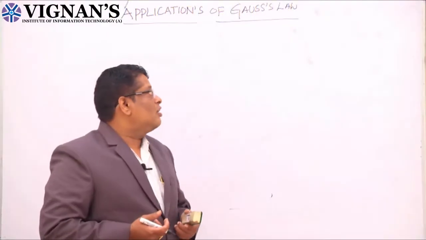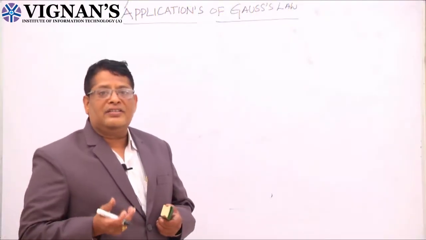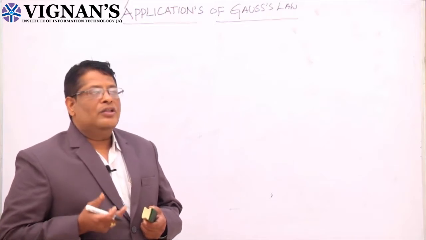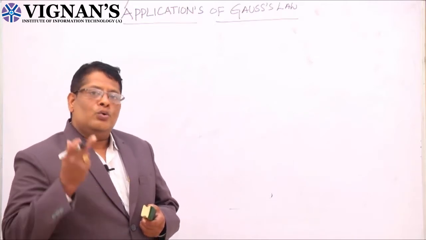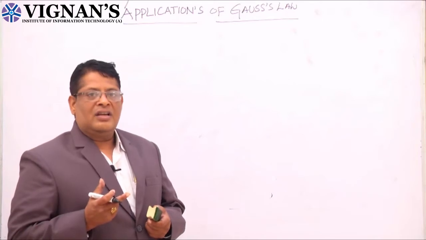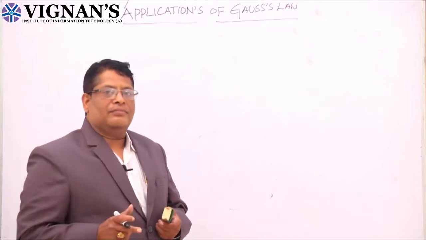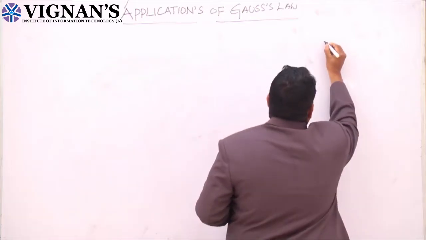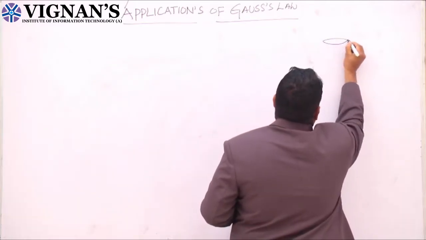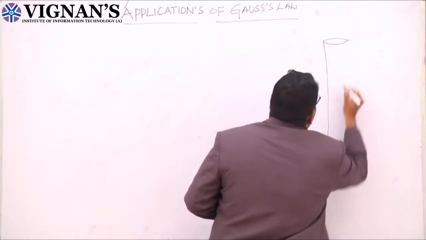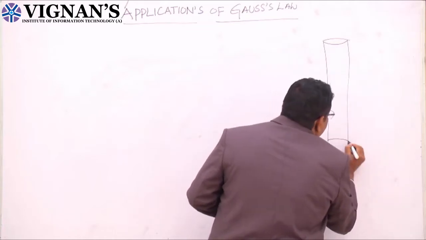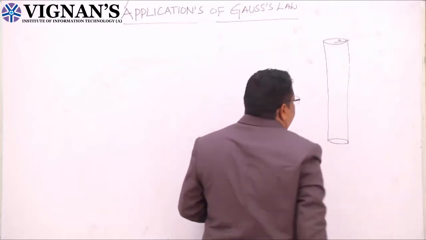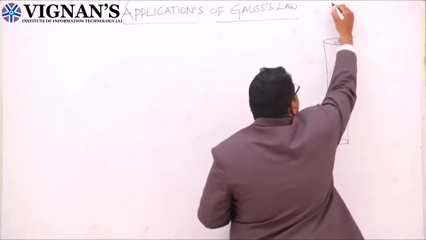Now by using Gauss law, how are we going to find the electric field intensity of a coaxial cable? A coaxial cable is nothing but two cylinders whose axes are the same. See here, this is one cylinder whose radius is small a. This is the axis.